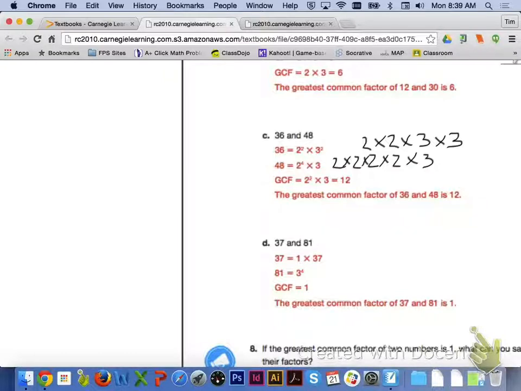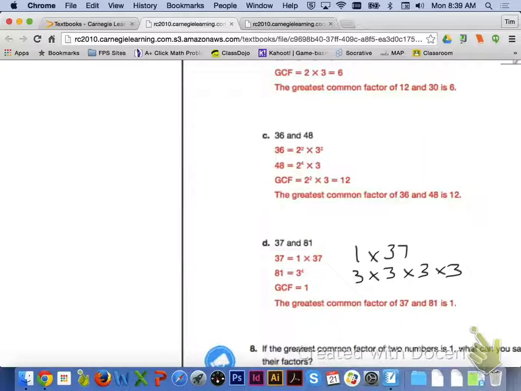For letter C, the prime factorization of 36 is 2 times 2 times 3 times 3. And for 48, I have 2 times 2 times 2 times 2 times 3. So I have a pair here of 2's, a pair here of 2's, and one pair of 3's. So 2 squared times 3 is going to give me 12, and that is going to be the GCF for 36 and 48.